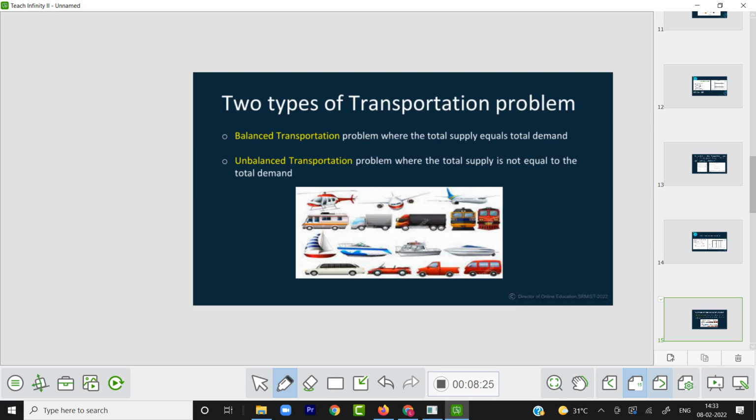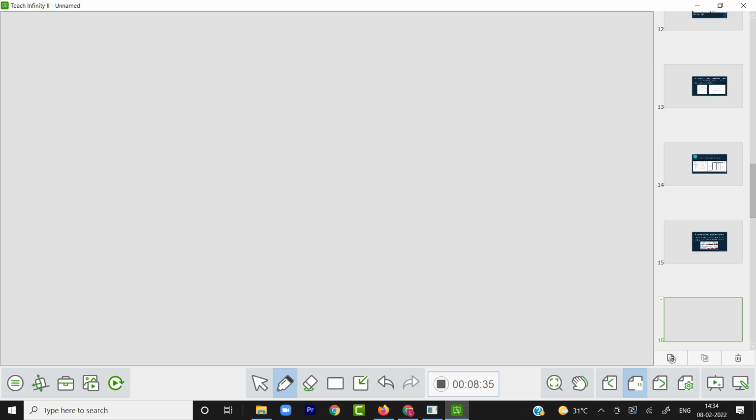Again, the transportation problem is divided into 2 types. Basically, one is a balanced transportation problem, and another is an unbalanced transportation problem, where we can find the balance between supply and demand.